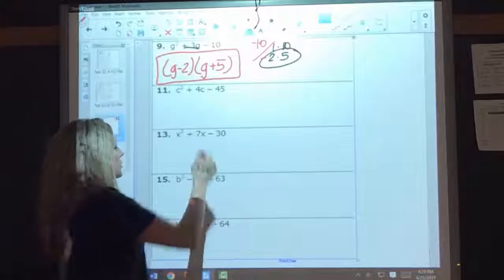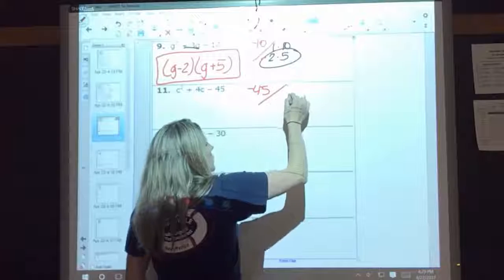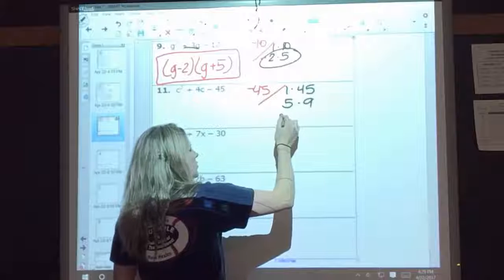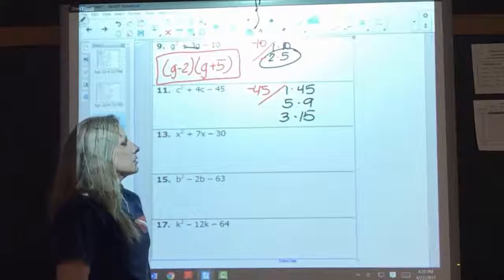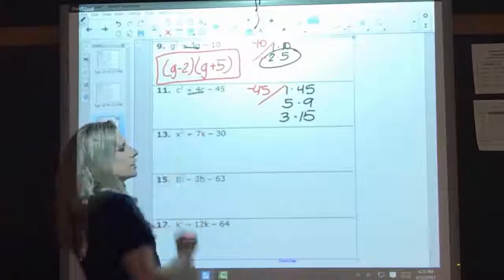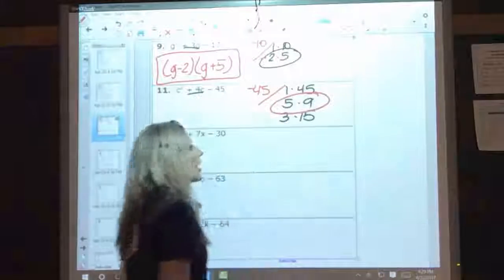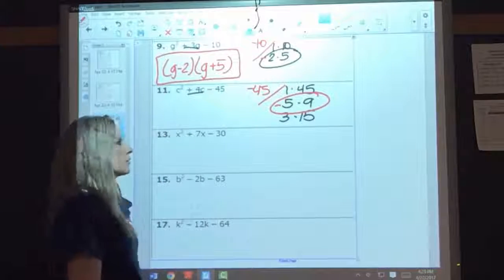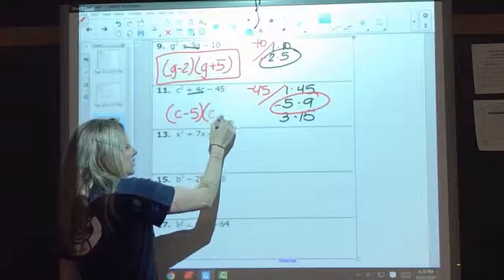All right, 11, we need factors of negative 45. Okay, so 1 and 45, 5 and 9, 3 and 15, forgot that one. Okay, so we need 2 factors that'll add or subtract to give us a 4 in the middle. And 5 and 9 will do that. If you do 9 minus 5, that'll give you a positive 4. So our factors are c minus 5 and c plus 9.